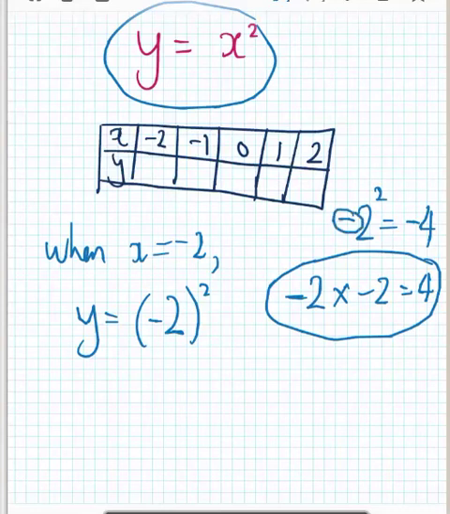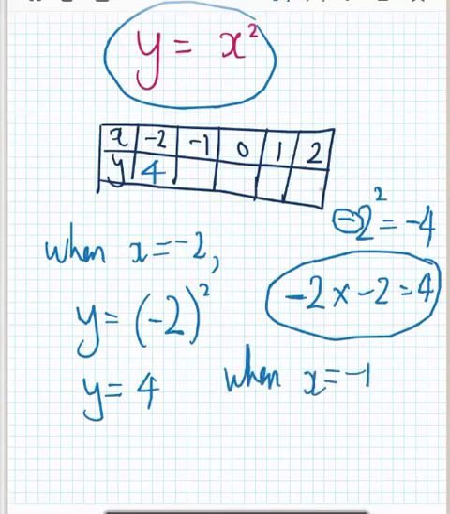That square doesn't belong to the negative, only to the 2. With brackets, it belongs to the 2 and also to the negative. So please be very careful, otherwise this will be wrong. So y equals, in brackets, minus 2 squared, we get a positive 4. So in that table of values, put a positive 4. Done.